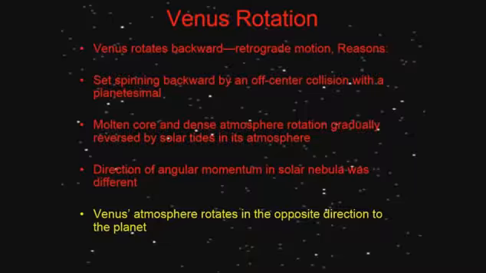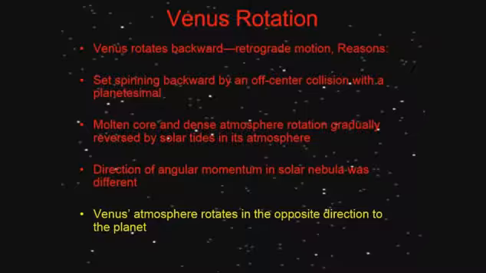One of the unusual things about Venus is that it rotates backwards. It has that retrograde motion we discussed. One reason could be that it was set backwards by an off-center collision with some planetesimal. It has a molten core and a dense atmosphere, and its rotation is being gradually reversed by solar tides in the atmosphere. It could also have been due to the direction of the angular momentum in the solar nebula.